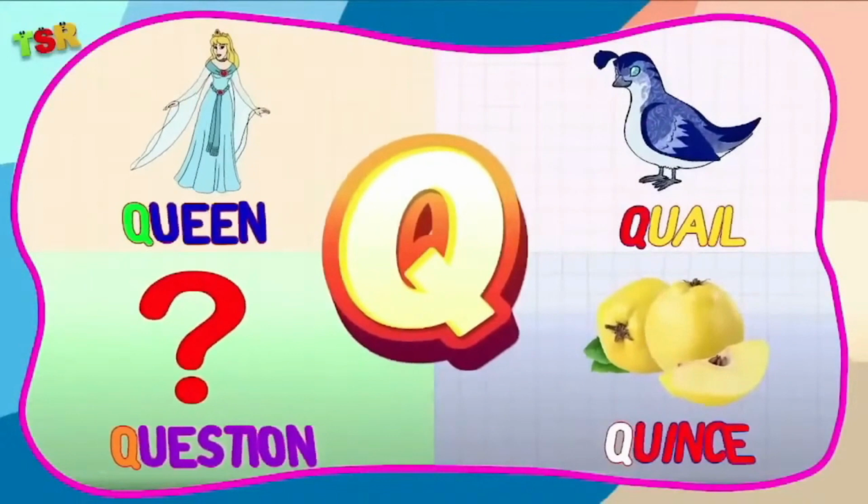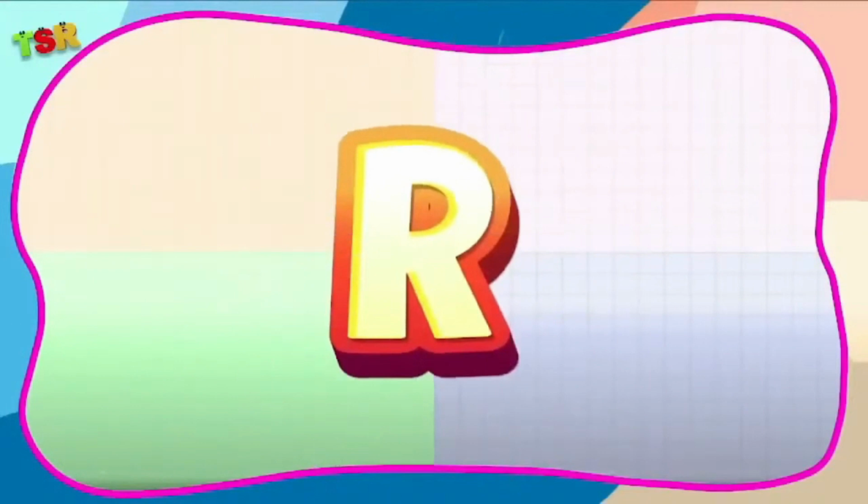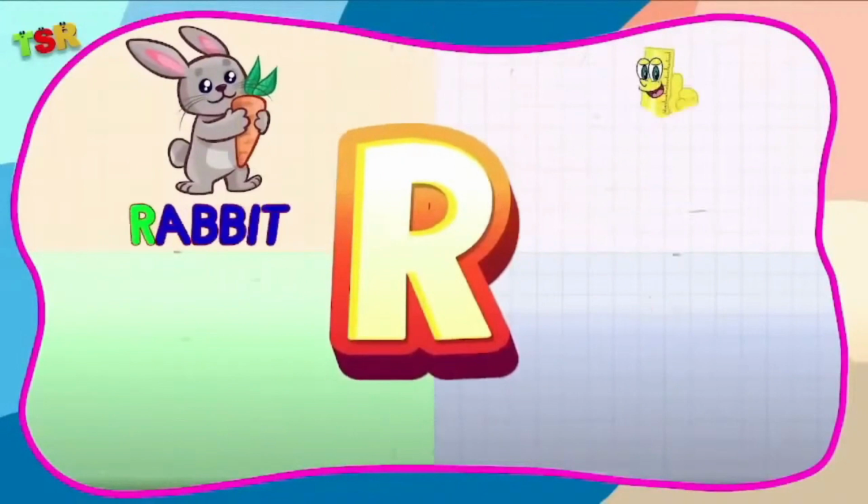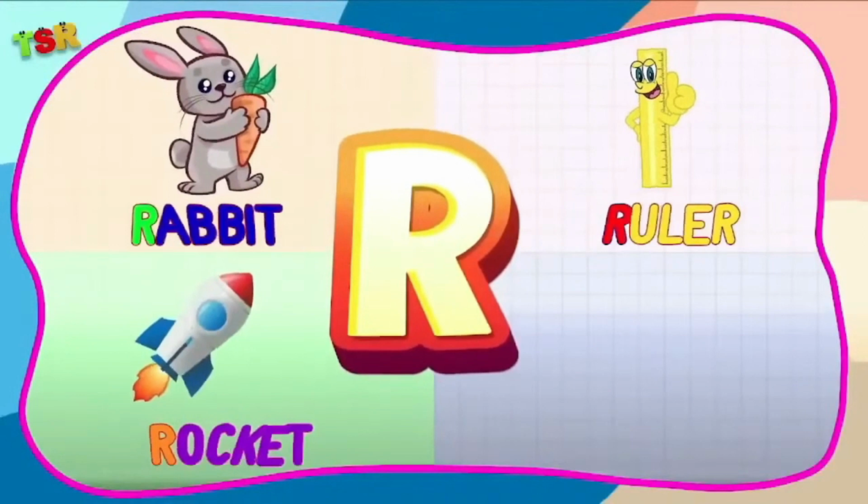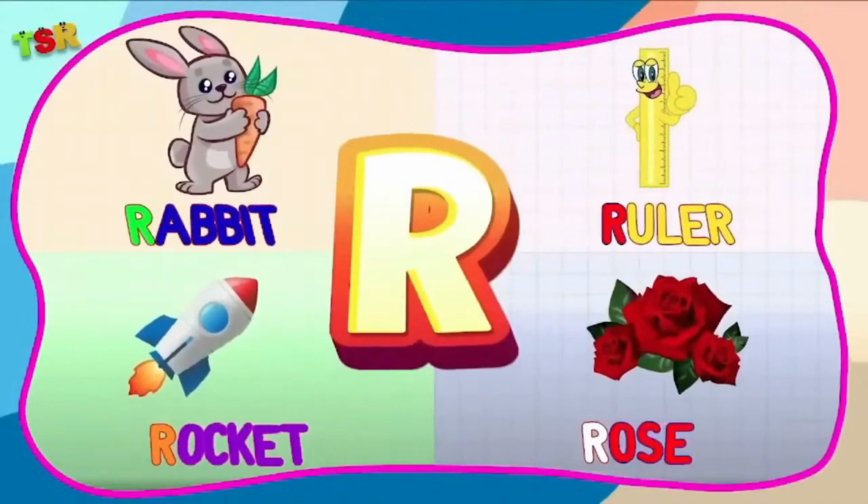Letter R is for rabbit. Rabbit. Ruler. Ruler. Rocket. Rocket. Rose. Rose.